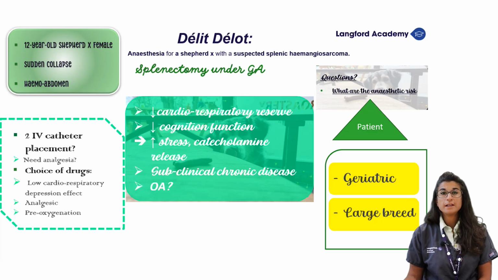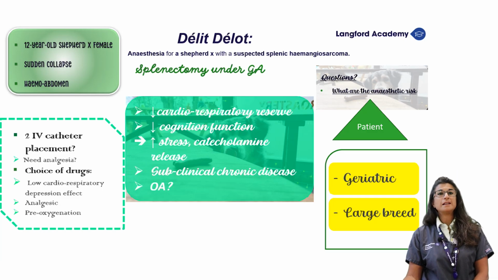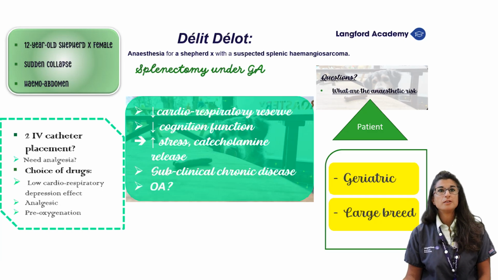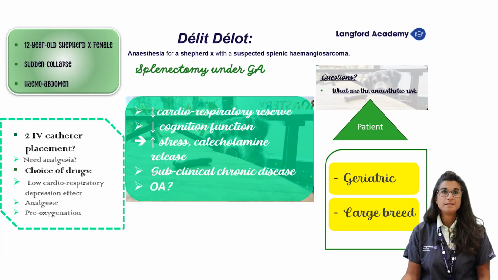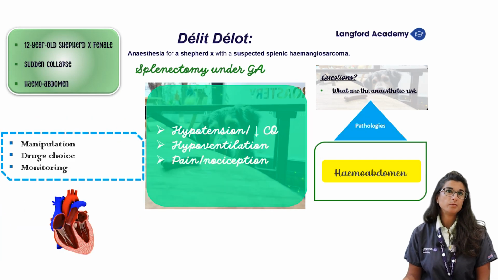She might have subclinical chronic disease, hence doing extra tests to make sure we accounted for them when we decide the plan for GA. And because she's a large breed and she's geriatric, she probably has some osteoarthritis already. So you want to put in 2 IV catheters to be able to provide appropriate resuscitation, but also to be able to provide analgesia. The choice of drugs should take into account their cardiorespiratory effects, so you want to target low cardiorespiratory depression. Obviously analgesic drugs, as we said before. And because they have a decrease in respiratory reserve, you might want to consider pre-oxygenating them.